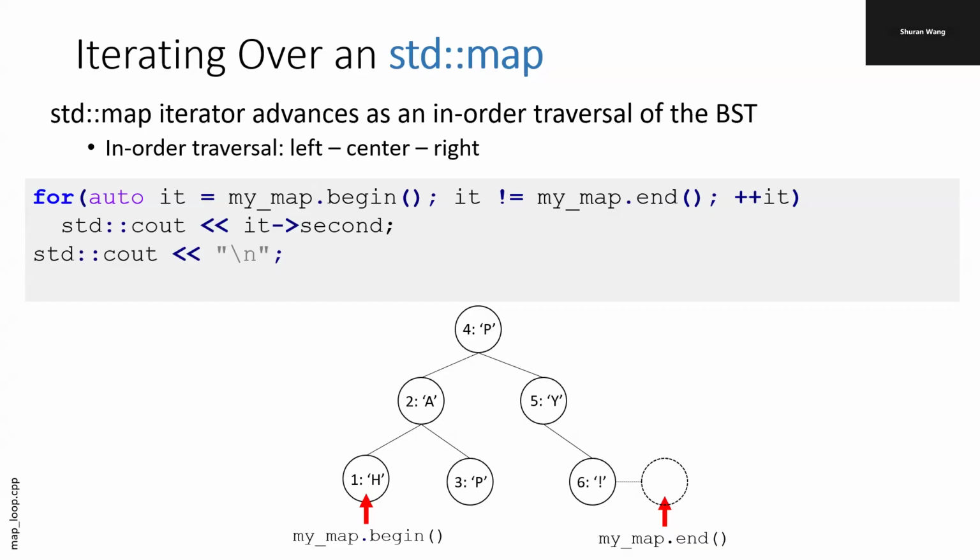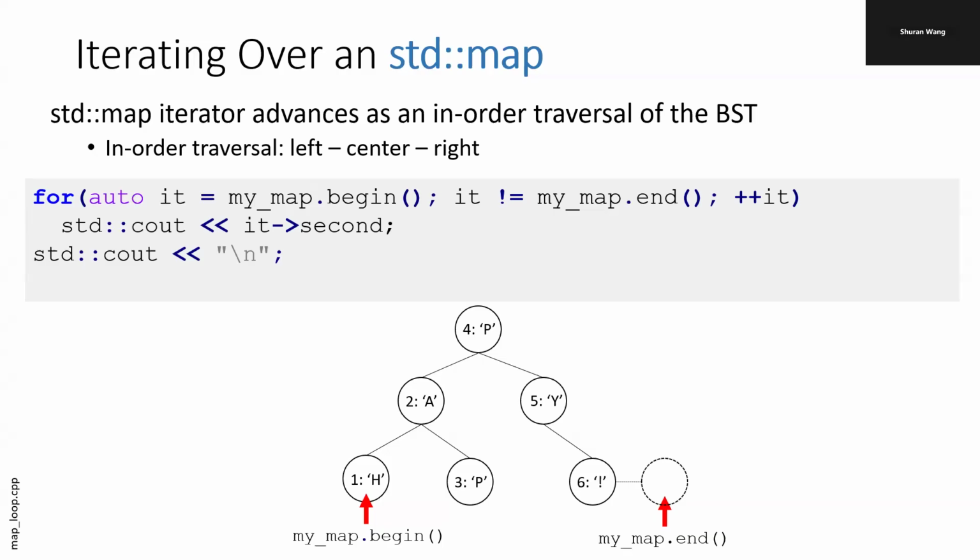In-order traversal means we're doing left, center, right. So we always have the smaller nodes on the left, center, and then the larger nodes on the right. That's in-order traversal, and in-order traversal of the binary search tree will output a completely sorted output when we go from begin to the end.